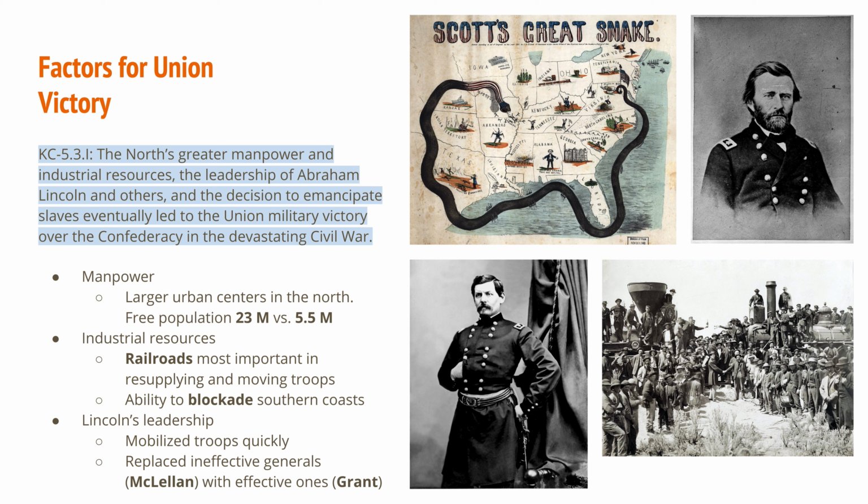The railroads were important, so the ability to blockade the southern coast was also key, because the South could only get more supplies and more money if they could export their cotton. And so it was critical for the North to be able to implement the blockade around the southern coast.